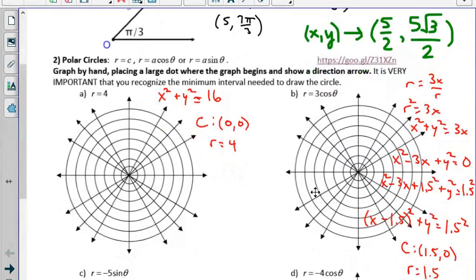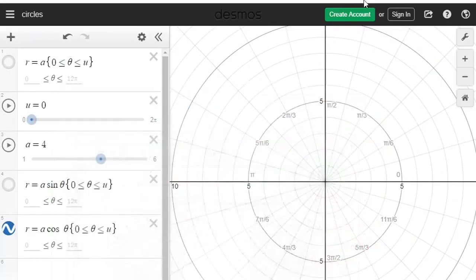I showed algebraically what that looks like in rectangular coordinates. It's actually kind of a nightmare to do. You have to convert things, complete the square. So that's where x squared minus 3x plus 1.5 squared comes from. Then if I write it in the circle form that we're used to, that's x minus 1.5 squared plus y squared equals 1.5 squared. So this should be a circle with center 1.5 comma 0 and radius 1.5.